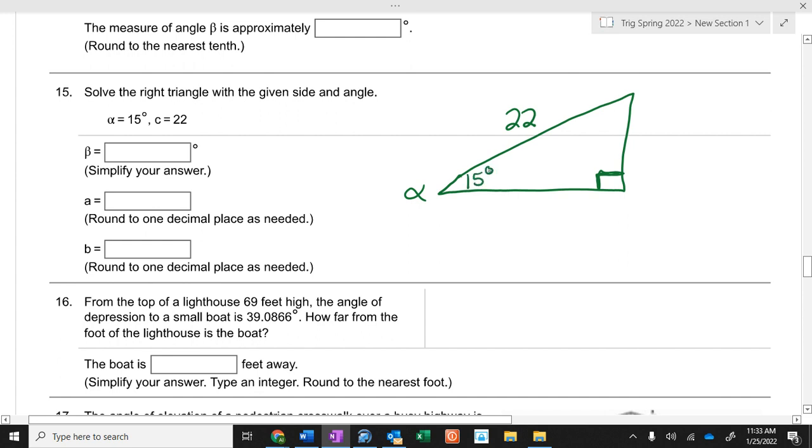That's 15 degrees. So beta must be this one. Gamma is this one. Okay, if this is 15 degrees, if we want to figure out what angle beta is, it's whatever's left in the triangle. How many degrees are left for beta?